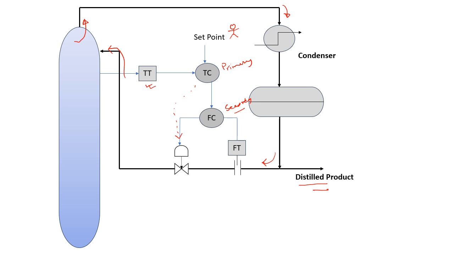So to accommodate this variation, a flow control loop has been introduced, and this acts as a secondary loop. The secondary loop here is flow, which is faster than your primary loop, temperature, so it can easily work in a cascade control loop.